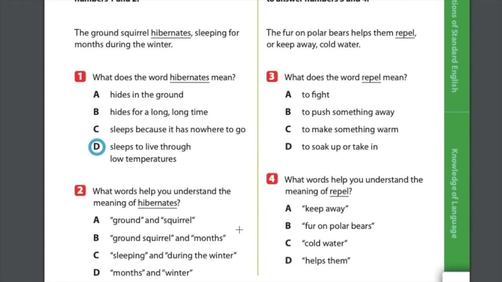Now the next one says, what words help you to understand the meaning of hibernates? Well, right here we have this comma. It's giving us some more information. Sleeping for months during the winter. Sleeping and during the winter.